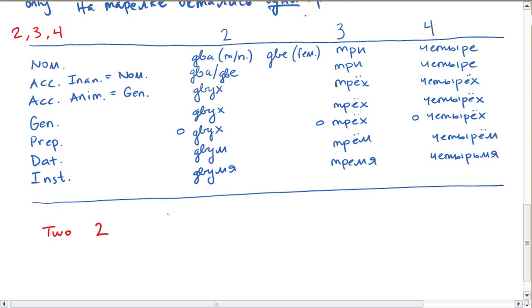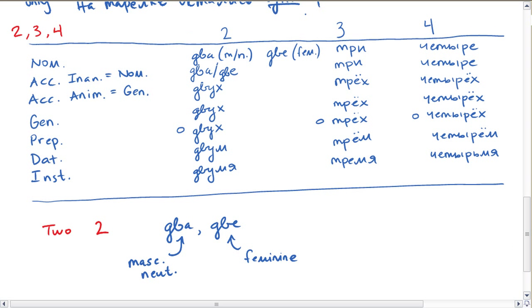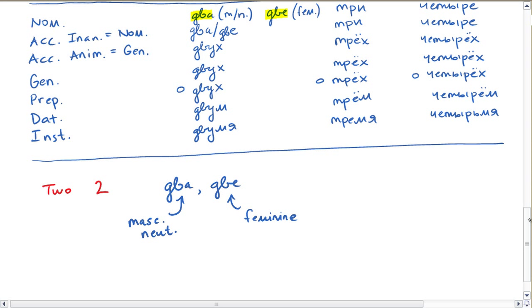2, there are, again, 2 ways to say 2. We've got два and две. So два is for masculine and neuter nouns, and две is for feminine. And you'll see up in this chart both of those, dva and dve. And the other numbers only have one version. So 2, 3, and 4.